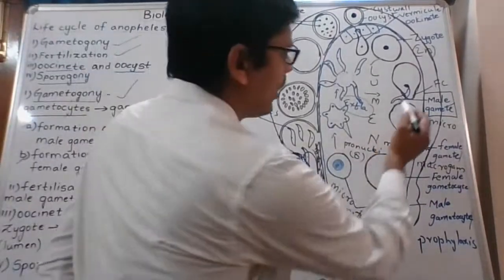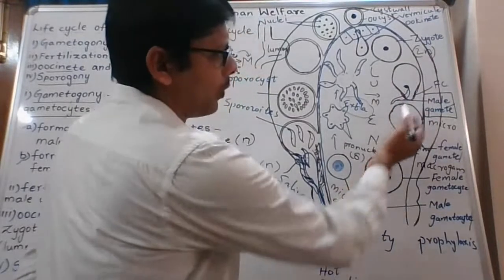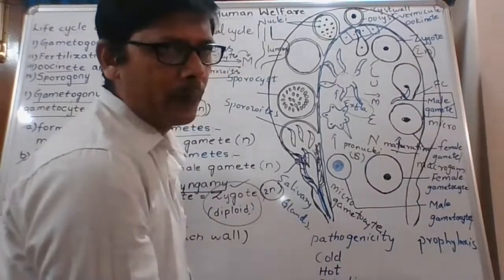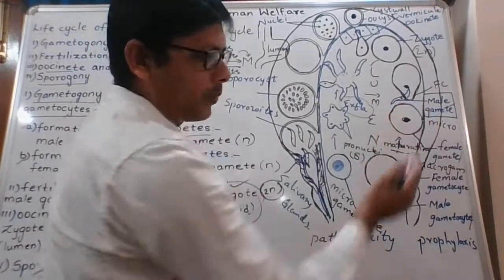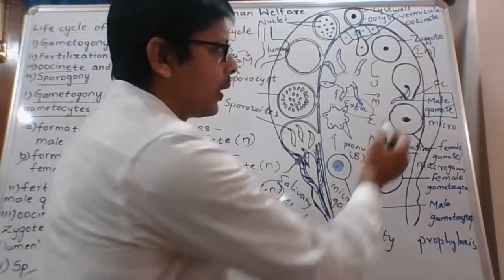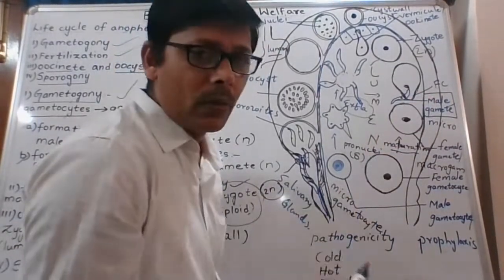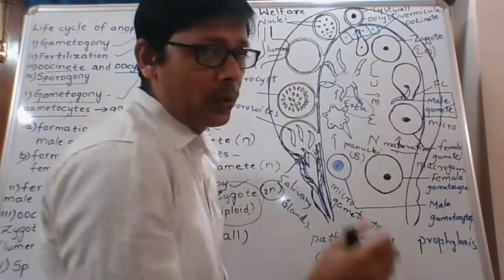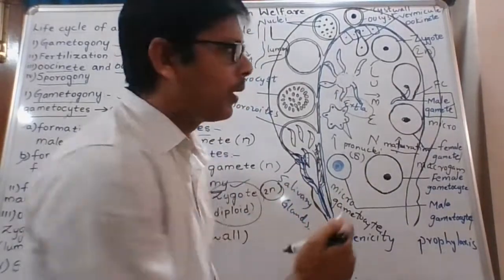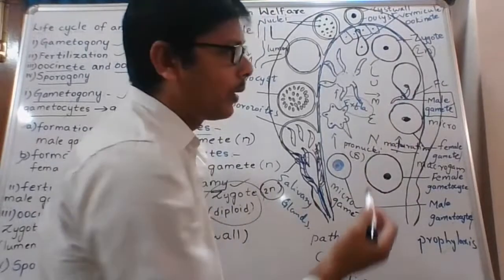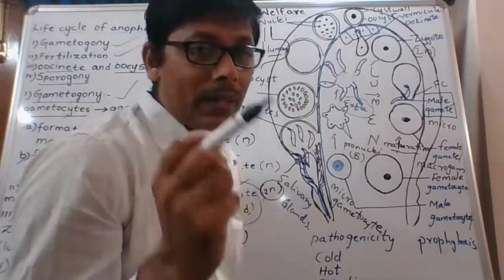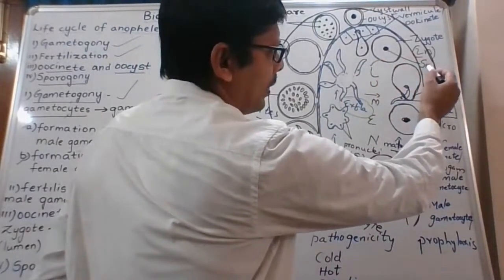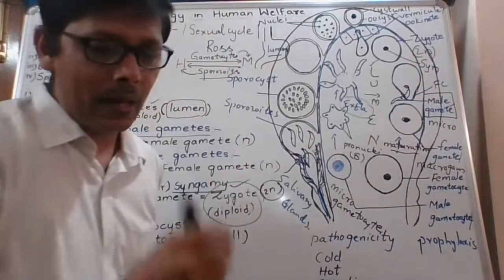Look at this. This is the pronucleus of the female gamete. This is the pronucleus of the male gamete. The male gamete has its own nucleus containing genetic material, DNA. The female gamete also has its own nucleus having one set of chromosomes, DNA. Now the two pronuclei, the pronucleus of the female gamete and the pronucleus of the male gamete, come together and form a nucleus. This is called syncaryon.